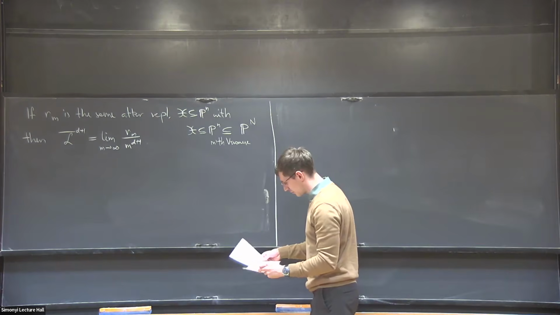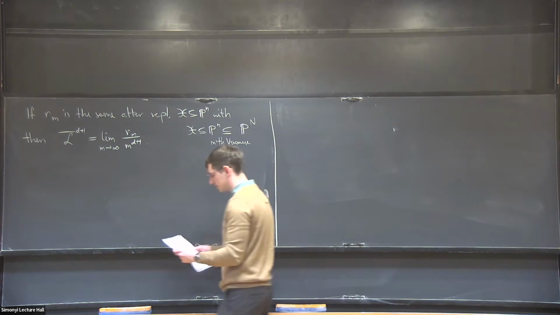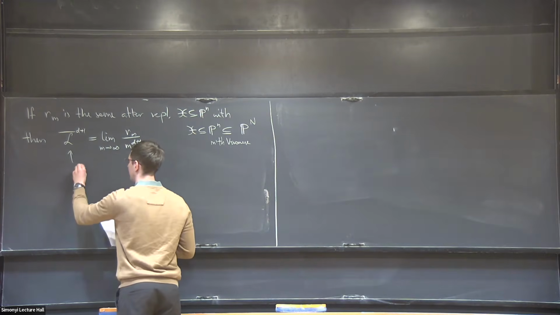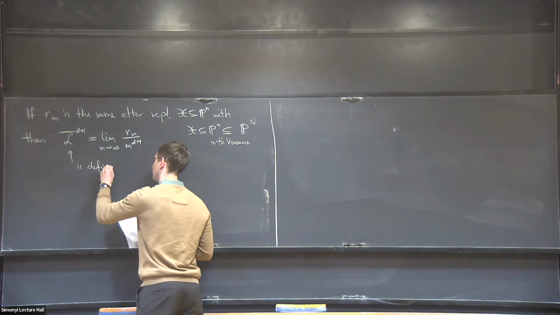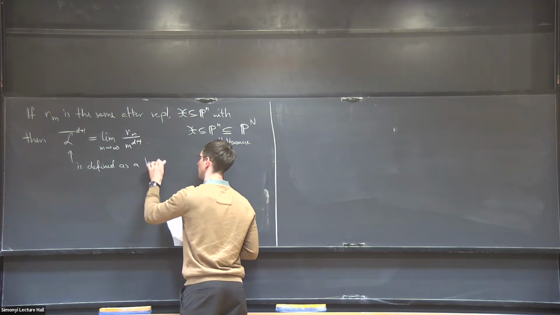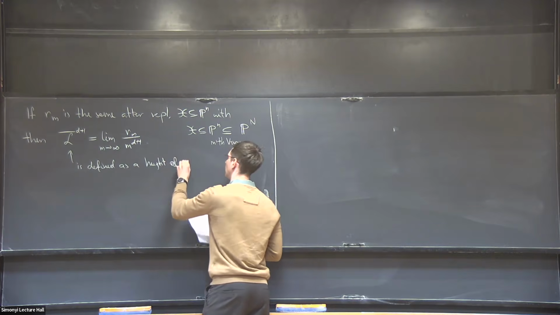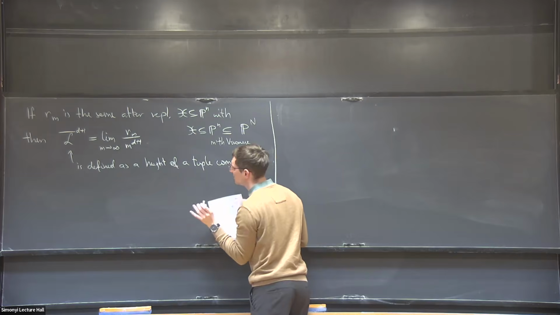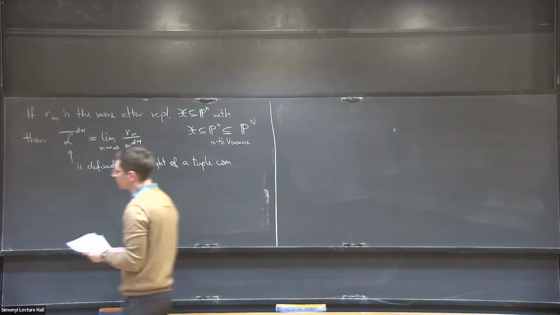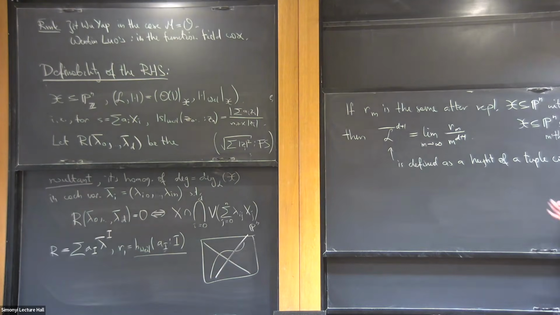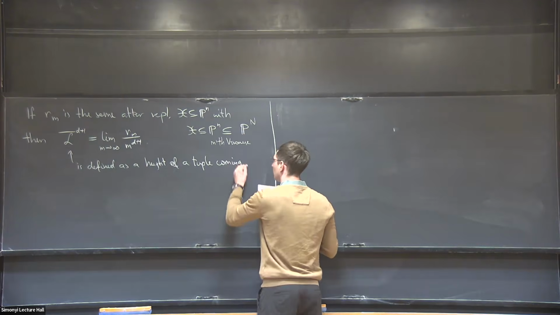Okay, so here now I can say what I mean by definable. The point is that this number is defined as a height of a tuple of elements of the base field over which I'm working. Here in this case, these will be rational numbers or even integers, but I could imagine this over any field, a tuple coming from geometry.